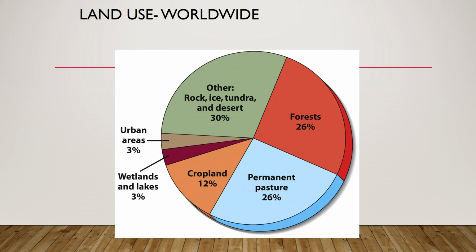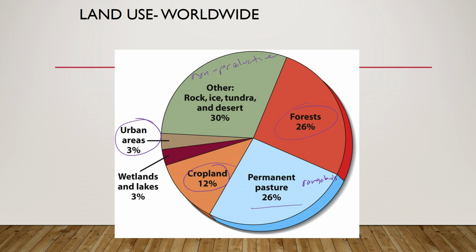Okay? So if you look at land use worldwide, urban areas encompass only 3% of the overall land use, right? Rock, ice, tundra, so non-productive land is about a third of our land, all right? And that leaves about 26% forest, 26% is permanent pasture. We call those rangelands, by the way. Might as well bring that term up now. Okay, 12% is what we consider our prime farmland, and then wetlands, lakes, etc. make up about 3% of our area.